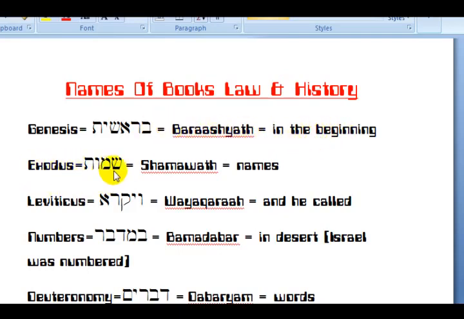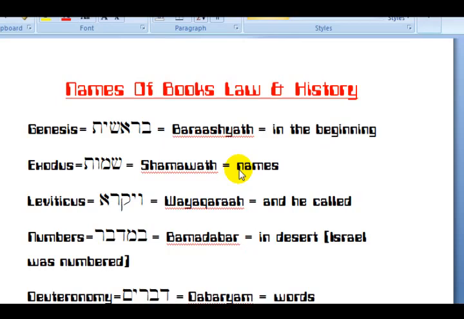Now the word Exodus is Shamwath. Shamwath basically is names, plural, because these are the names of the people, which are the Israelites. They came out of Egypt. This is where it was named, and all the different deeds and things that took place in being delivered from the land of Egypt. The book of Exodus basically breaks that down.